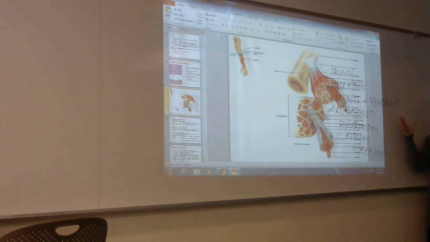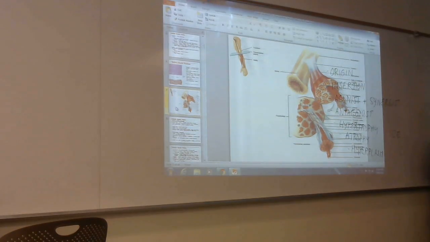So in this example, we used elbow flexion. The antagonist in our example is the extension muscles. Okay, and then you know these three: hypertrophy, atrophy, hyperplasia. So hypertrophy, in these two, refers to size.